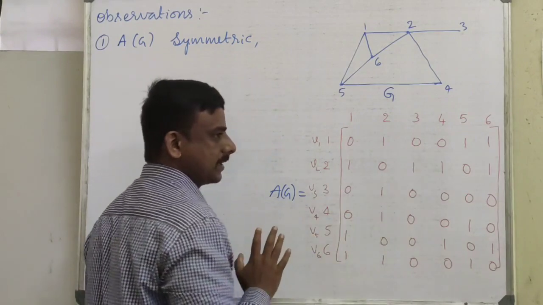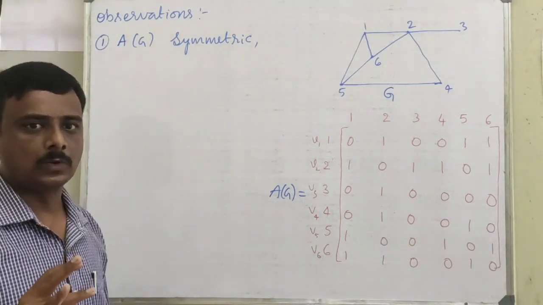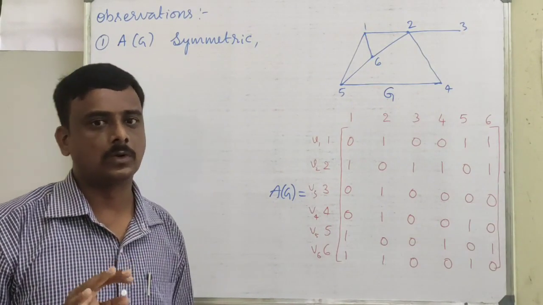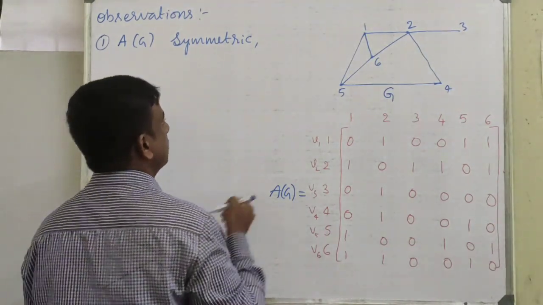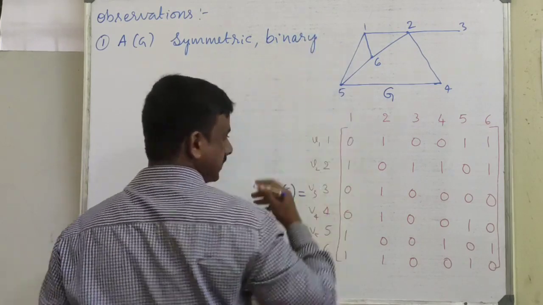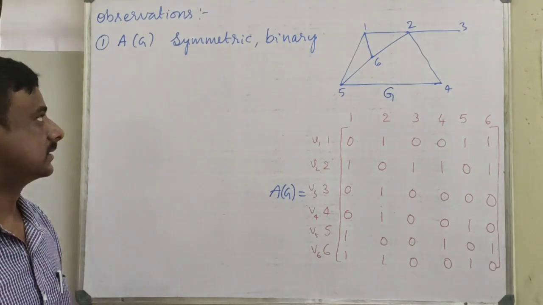The entries of these adjacency matrices are either 0 or 1. So, any matrix whose entries are either 0 or 1 is called a binary matrix. So, it is a binary matrix. In fact, all matrices we are going to discuss in our syllabus are binary matrices.